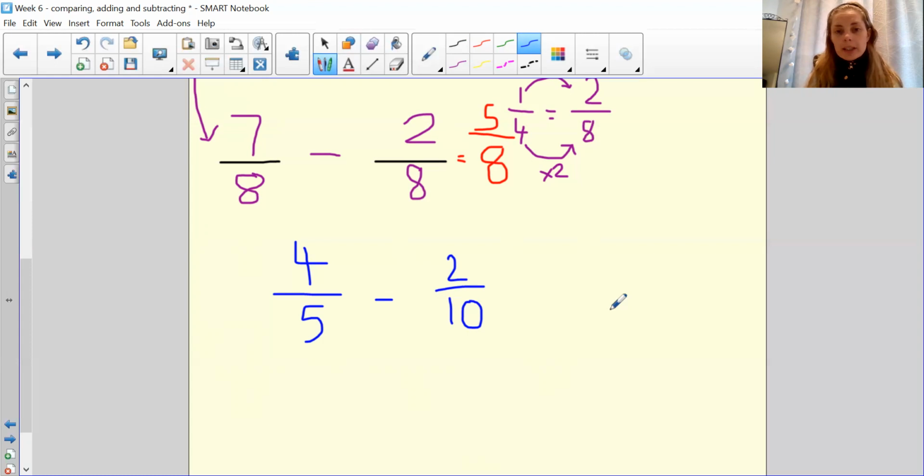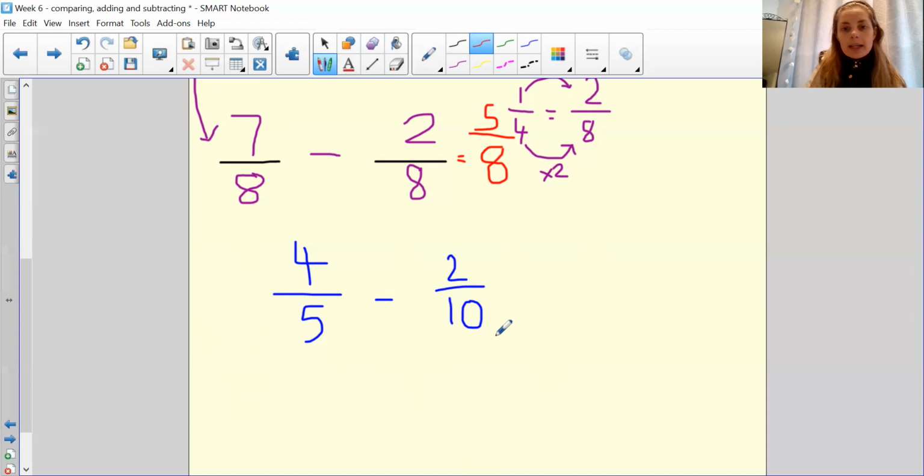Right, and now you're going to make an equivalent fraction with 2/10. So again, if you need more time, you can pause the video now. Right, now that your bottom numbers are the same, you can subtract the top numbers. So subtract your top numbers. And then what must you do with the bottom number? You're going to leave it the same. So let's see how you did.